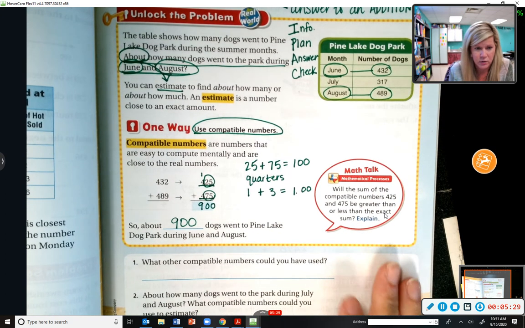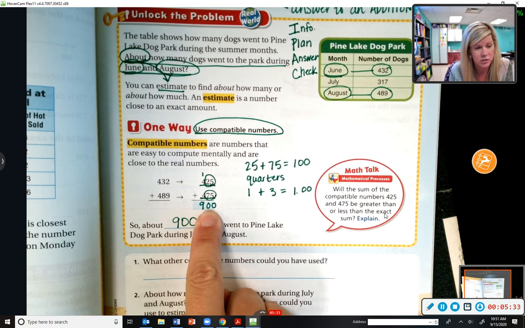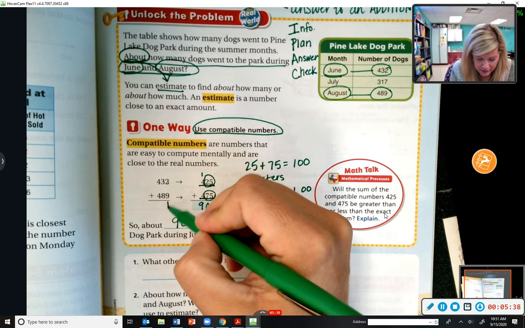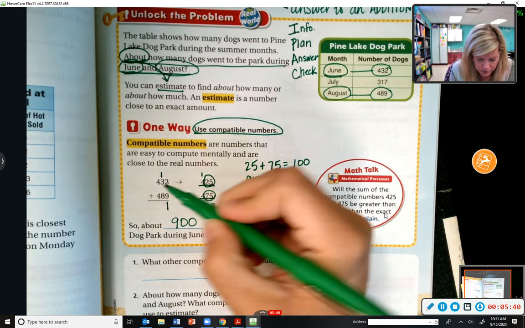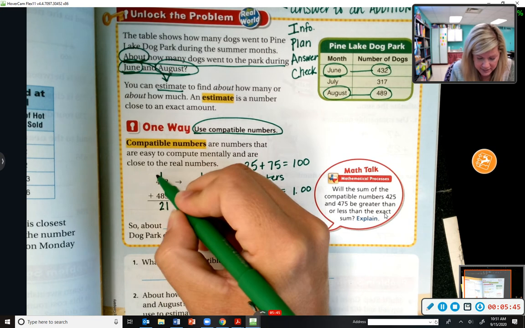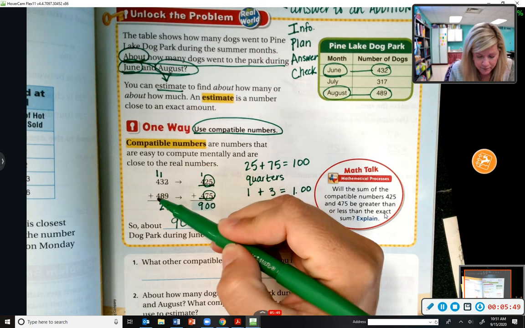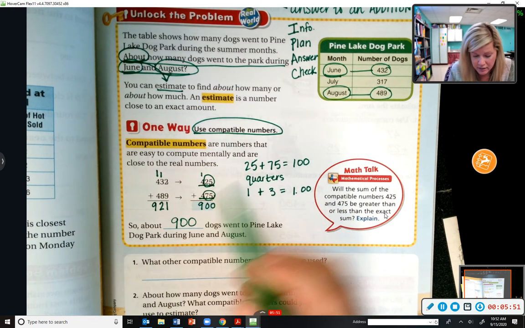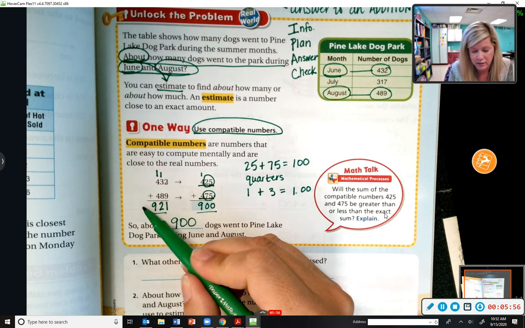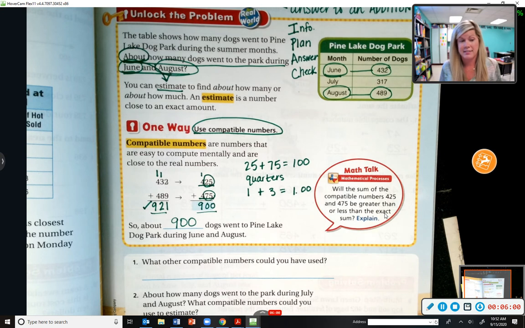Okay? Now if we were going to find the exact sum, we should get a number that's close to 900. So let's see. 2 plus 9 is 11. Make sure you carry. 1 plus 3 is 4. 4 plus 8 is 12. We need to carry again. 1 plus 4 is 5, and 5 plus 4 is 9. Now I can see that these two numbers are pretty close, so that also tells me, okay, I did a good job because I added correctly. My answer makes sense. Okay.